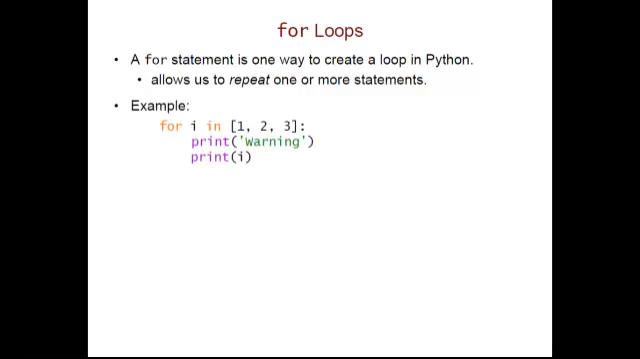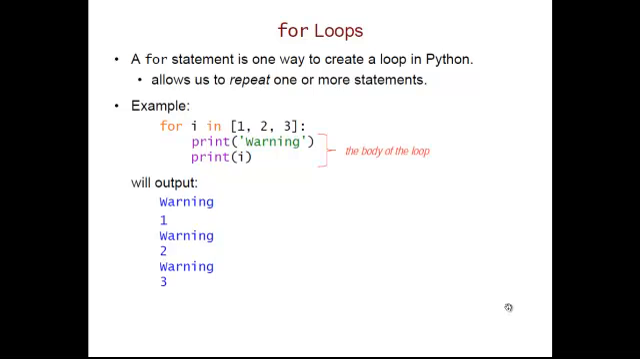Here's an example of a for loop, and you can see that these two print statements are indented under this for line. That's the header of the loop. In this case, we're going to end up repeating those two indented lines 3 times, and so we end up with the output that you see here in blue. Those indented lines are known as the body of the loop, and anything that's in the body will get repeated the appropriate number of times.